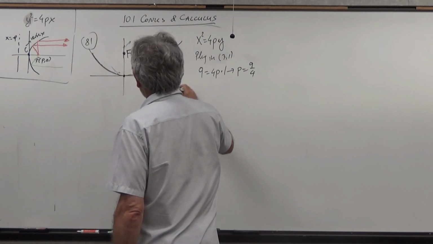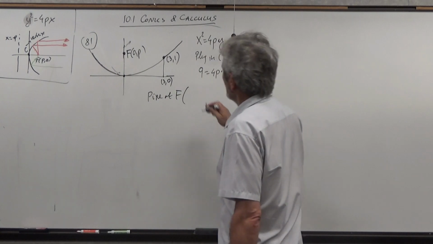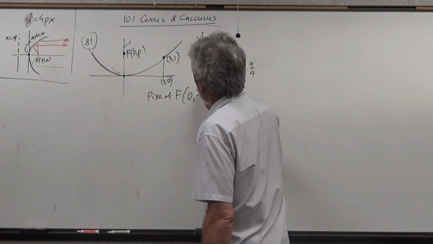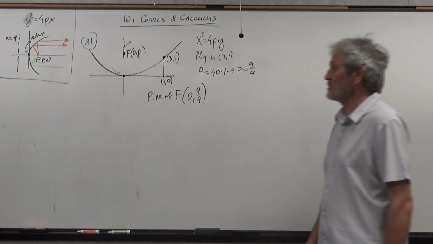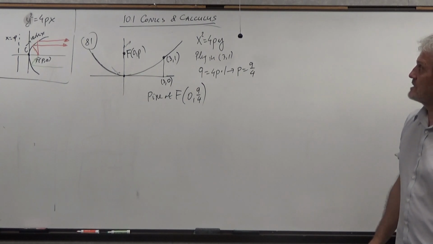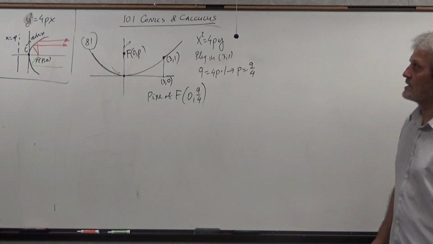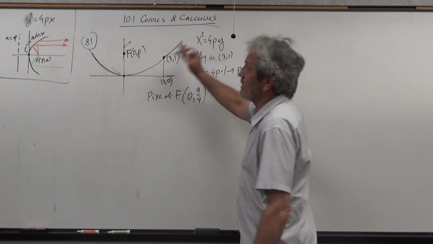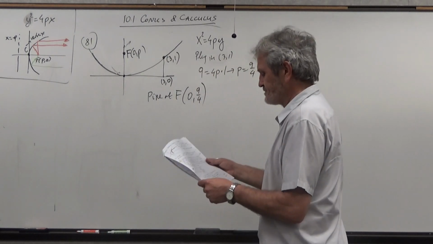The pipe should be at the focus. And that would be what? The point 0, 9/4. That's a very simple problem, actually. Choose p so the parabola goes through a given point. This point 3,1 was given on the parabola.